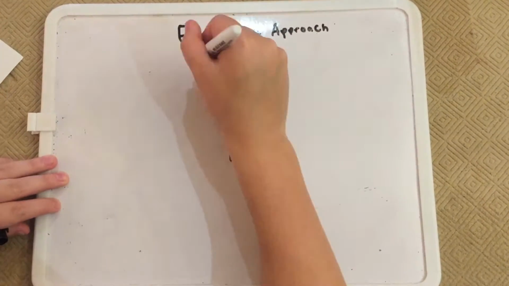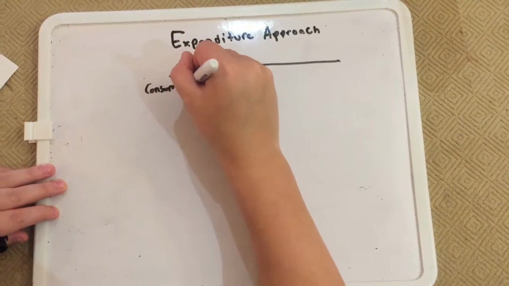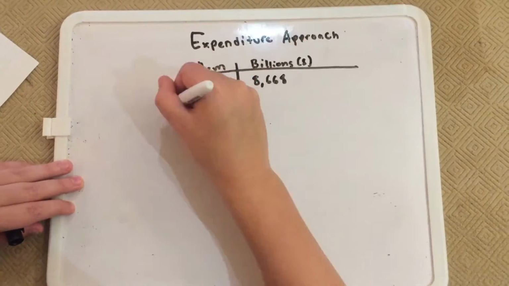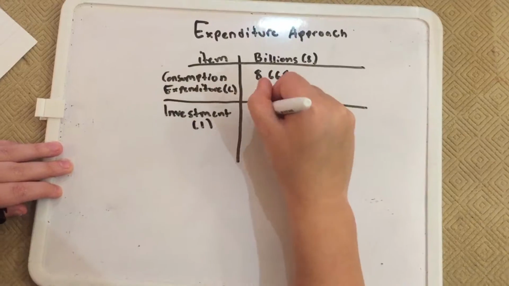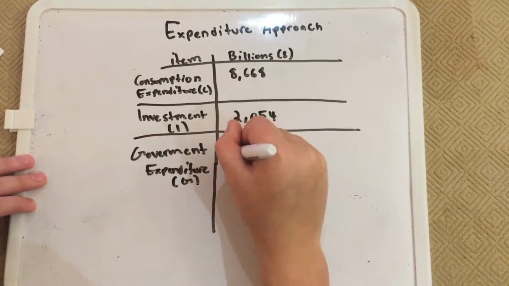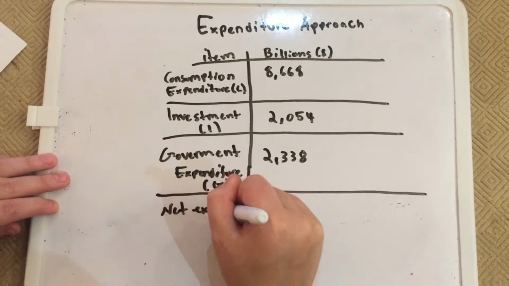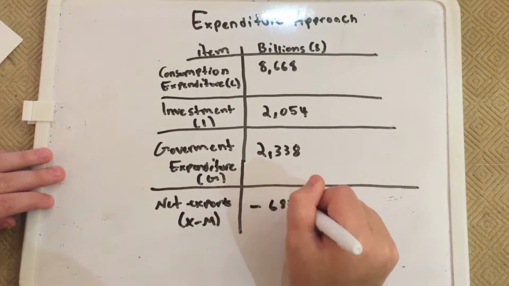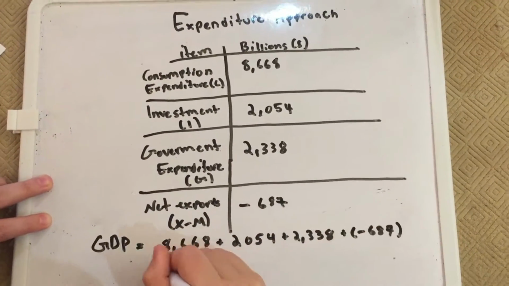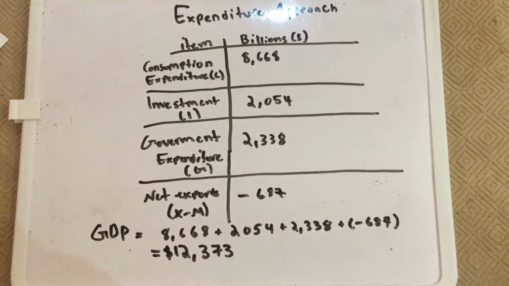This is an example of the expenditure approach. We are going to be using the expenditure approach formula. First, we need to find the consumption. It is approximately $8.7 billion. I stands for investments, and it is about $2.05 billion. Government expenditure is about $2.3 billion. Net exports minus imports is about negative $687. GDP is calculated by adding all those values together, equaling about 12 billion.